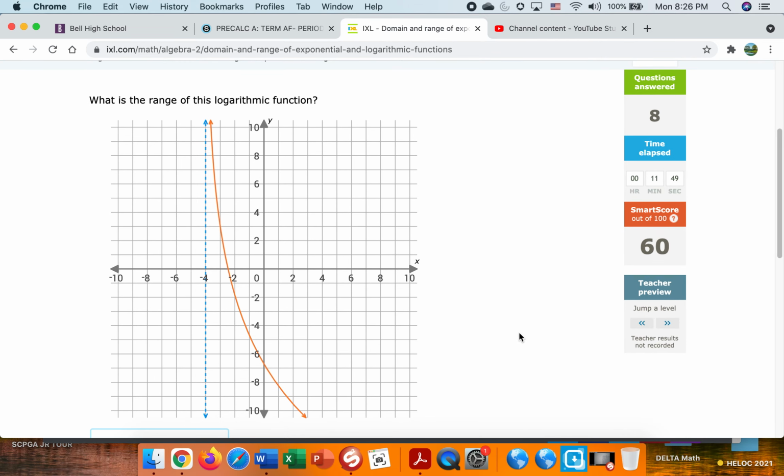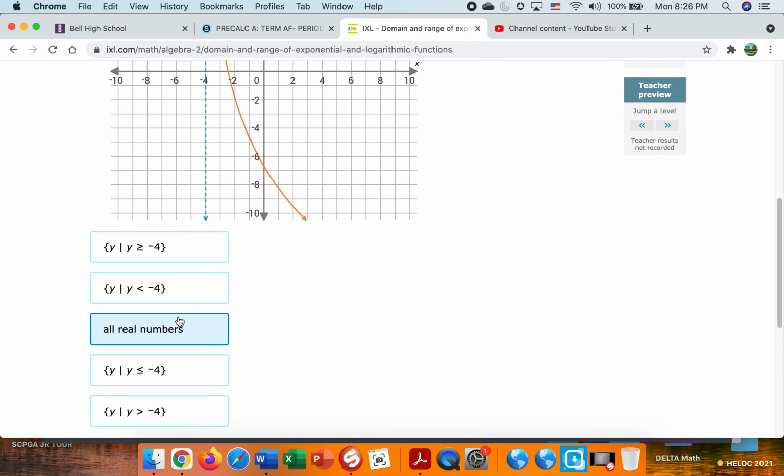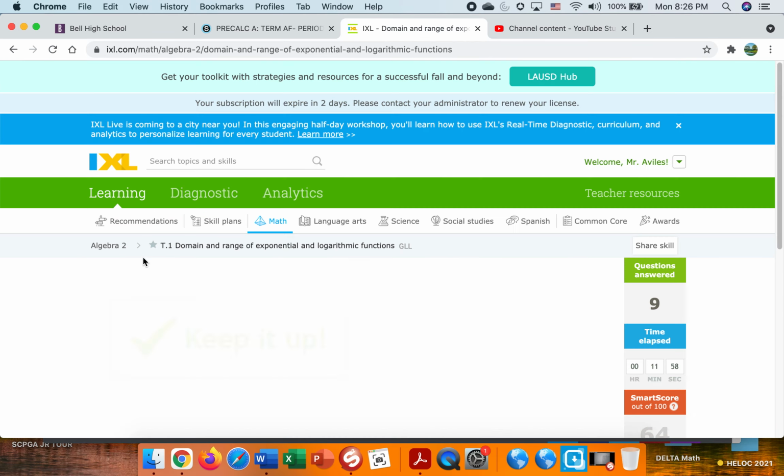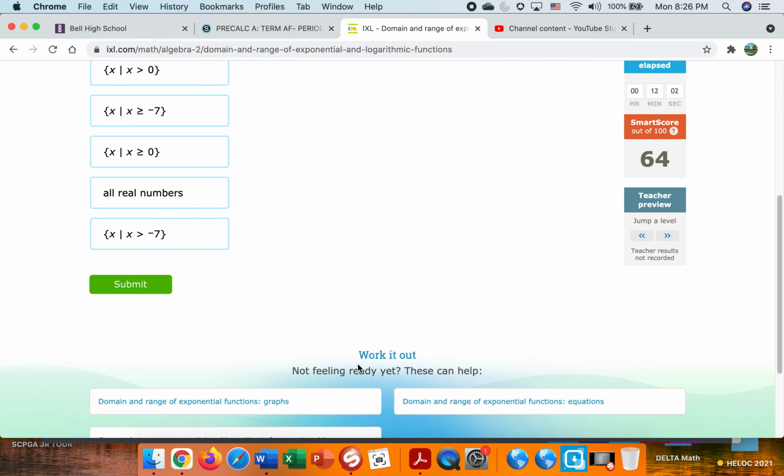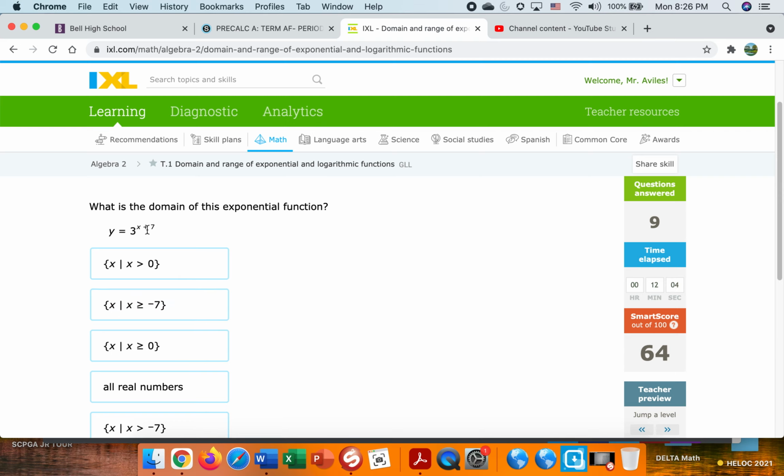Okay, and that's how you look at this one. This one, the range is everything, so that's all real numbers. Okay, and that's how you'll do. If you get to any like this with an equation, then you're done. But just do a couple of these that have the graph, and you read it from the graph. Okay, good luck.